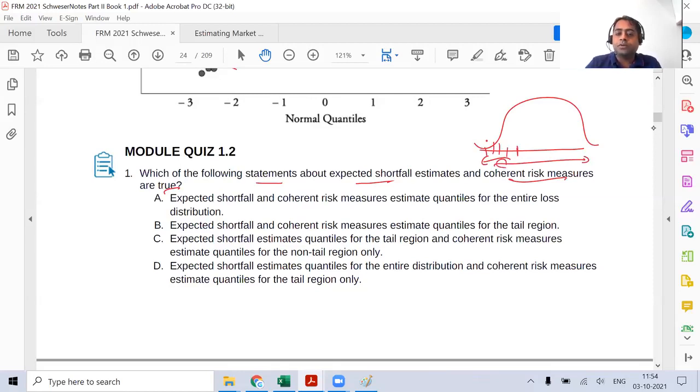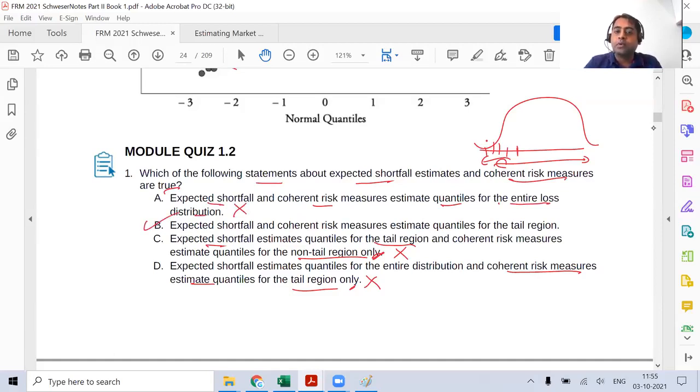But if you read the options, in such kind of question, you have to eliminate the options. So if you look at D, what does it talk about? Coherent risk measure estimates quantiles for tail region only. This is straight away wrong. Look at C, expected shortfall estimates quantile for tail region and coherent risk measure for non-tail only. That means only non-tail. Now this is also incorrect. Look at A, expected shortfall and coherent risk measure give estimate quantiles for the entire distribution. No, expected shortfall is only for the tail. So this was incorrect.